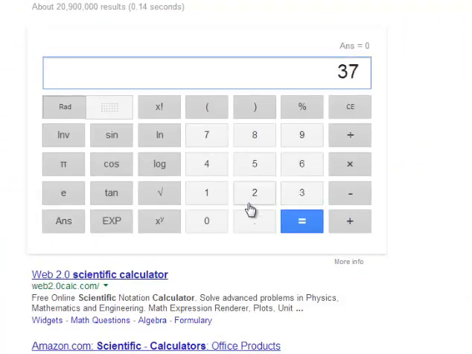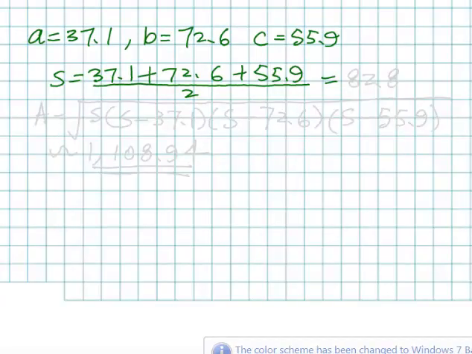37.1 plus 72.6 plus 55.9 equals, divide 2 equals, S equals 82.8.